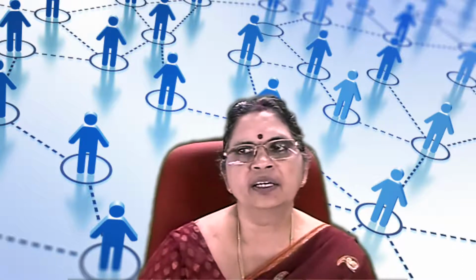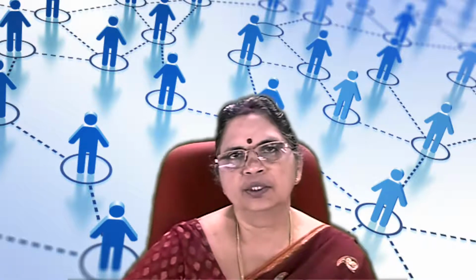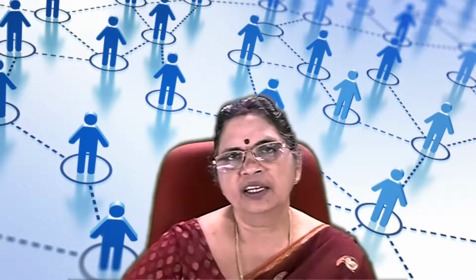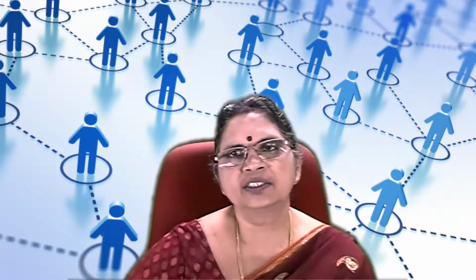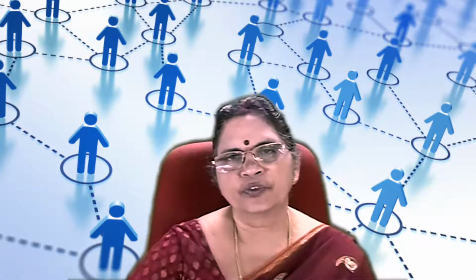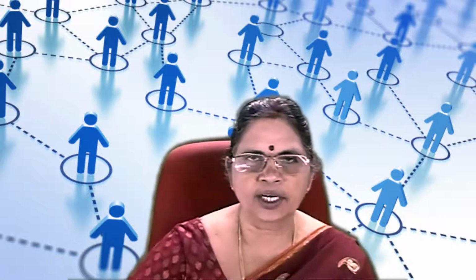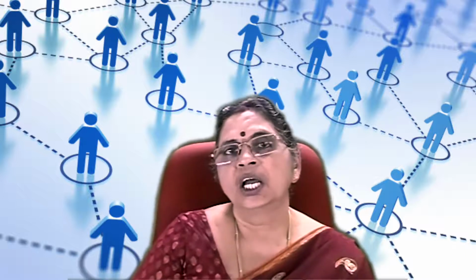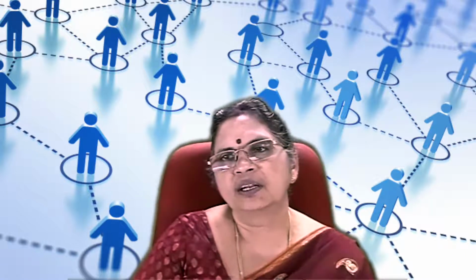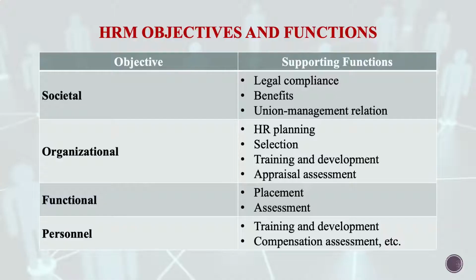In order to maintain that, compliance is required in the legal angle, in the union management relationships, and in the benefits, so that no strikes and no other untoward incidents take place and no cases are registered and there is no loss of work which happens in the organizations. That is the first objective, to see that it functions smoothly with the external governmental bodies. Second, third, and fourth are basically functions within the organization.